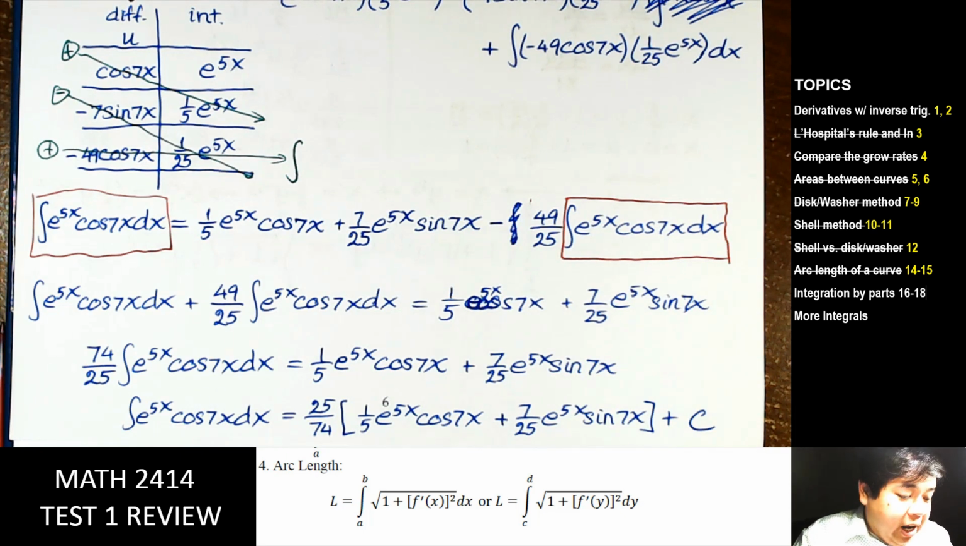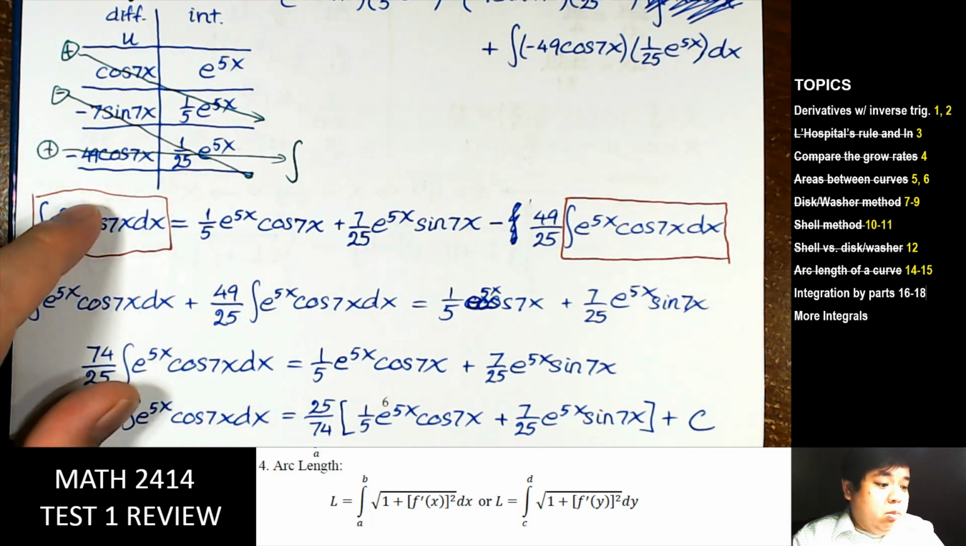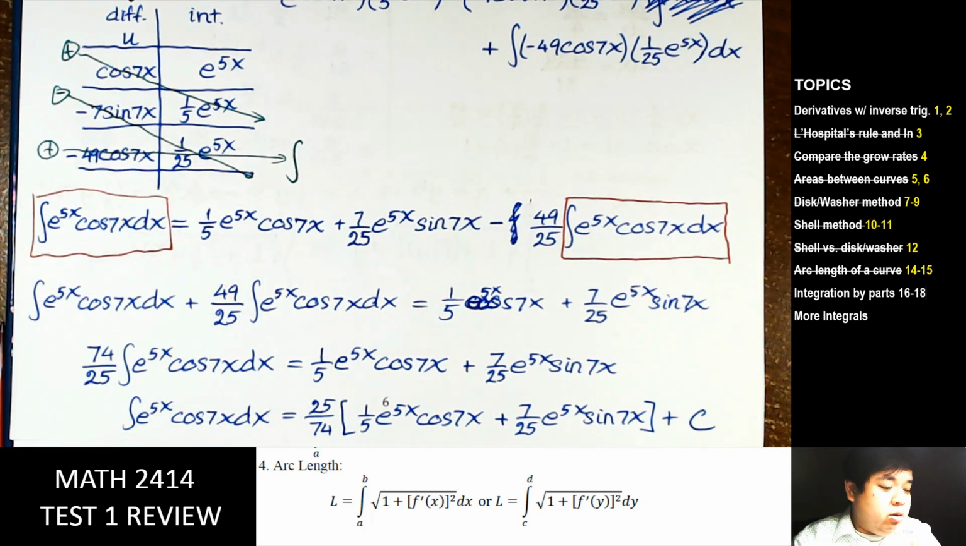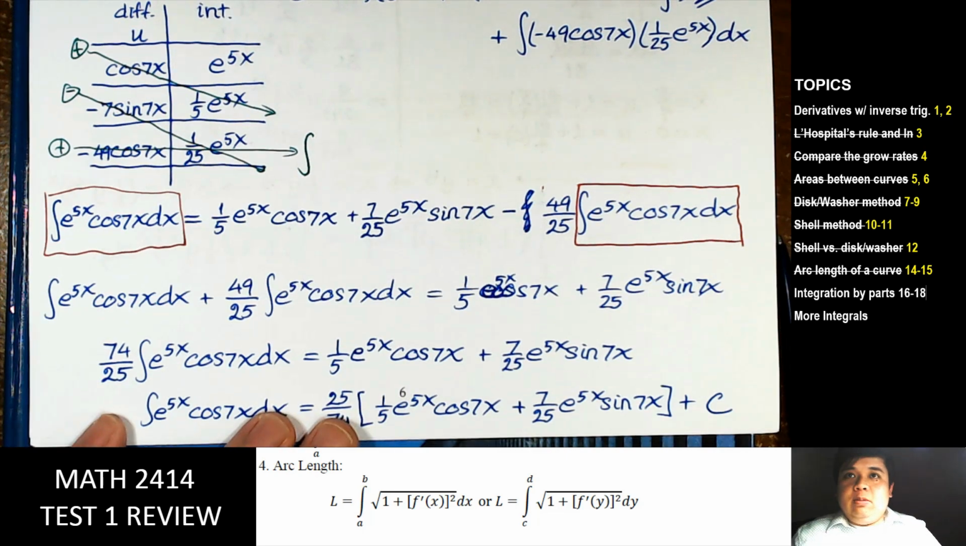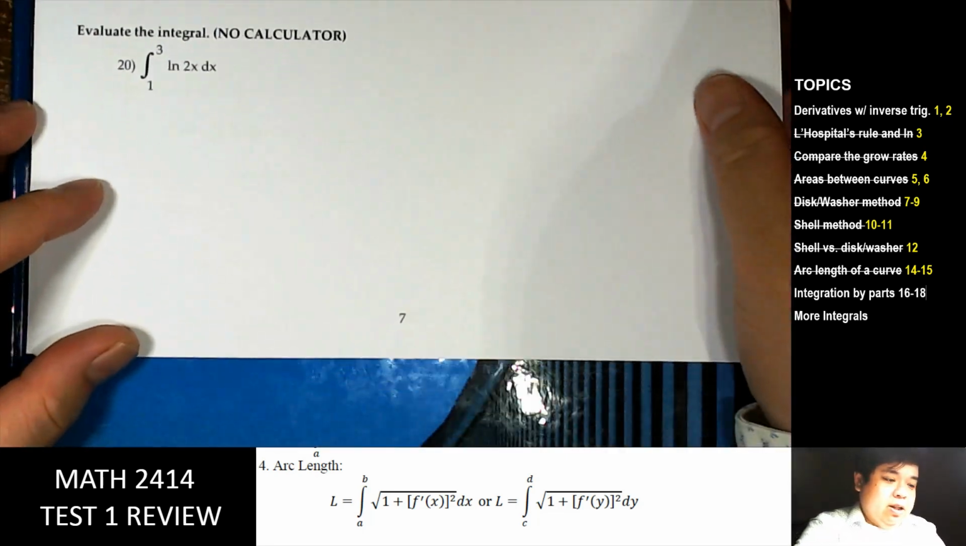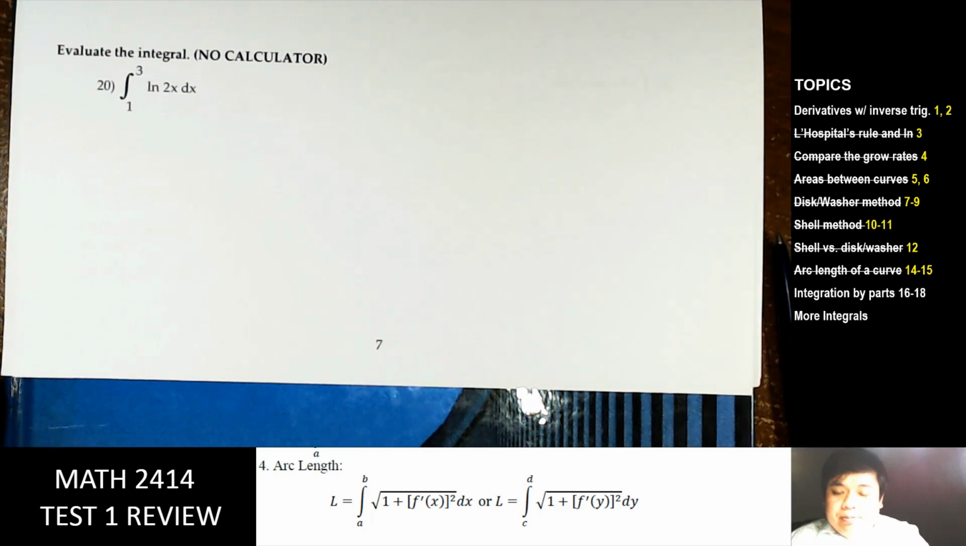So we have that. Again, the table still works, but notice if we do the table and it does not vanish to 0, then we have to stop. When we stop, we draw a line and integrate. I think there's one more of this. All right. Number 20.